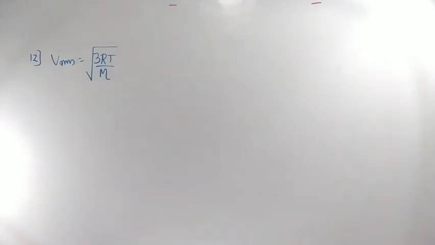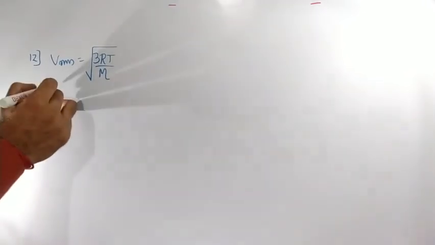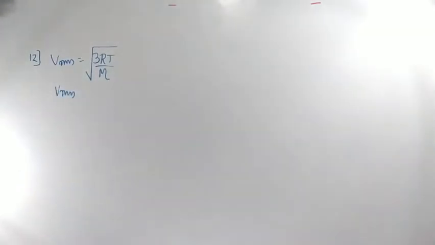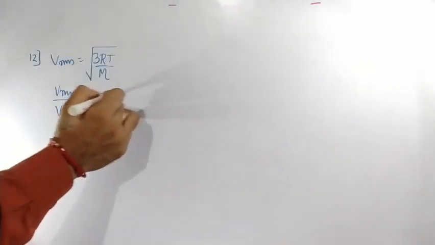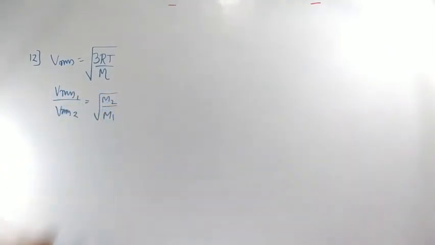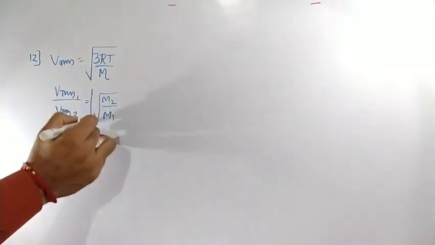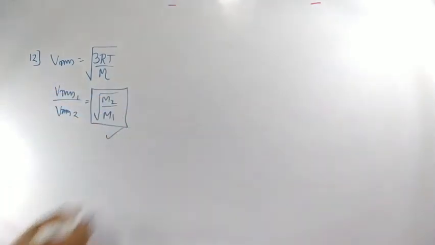So root of 3RT divided by M means, what I can write from here, VRMS for first case divided by VRMS for second case. 3RT, all three are constants, so I can write root of M2 divided by M1. Root of M2 divided by M1. Clear? This is what they have given in the options, root of M2 divided by M1. Clear? Shall we go to the next one?